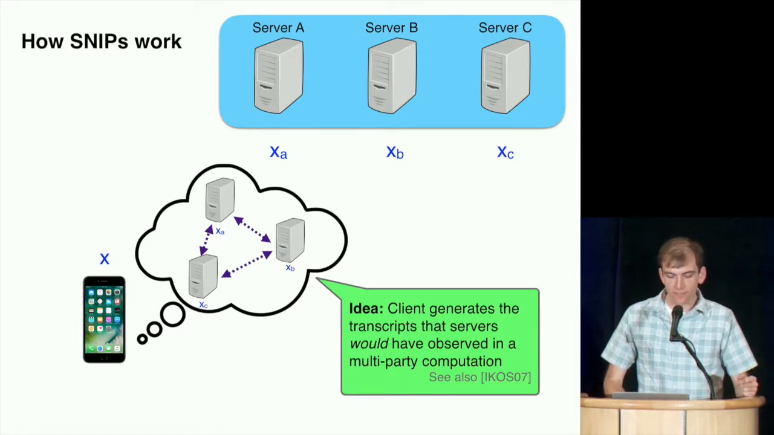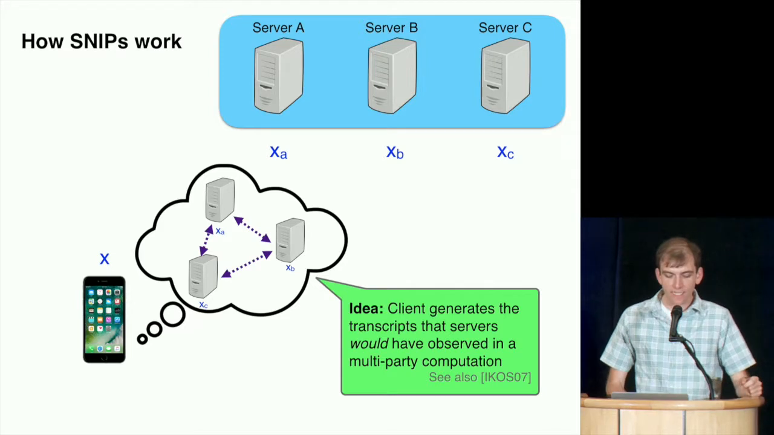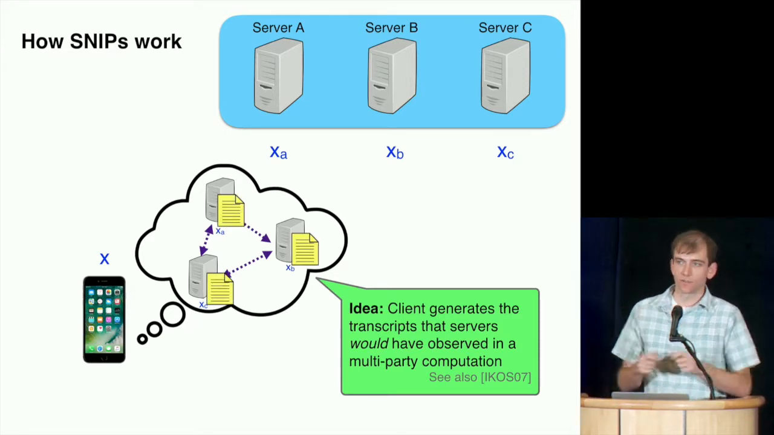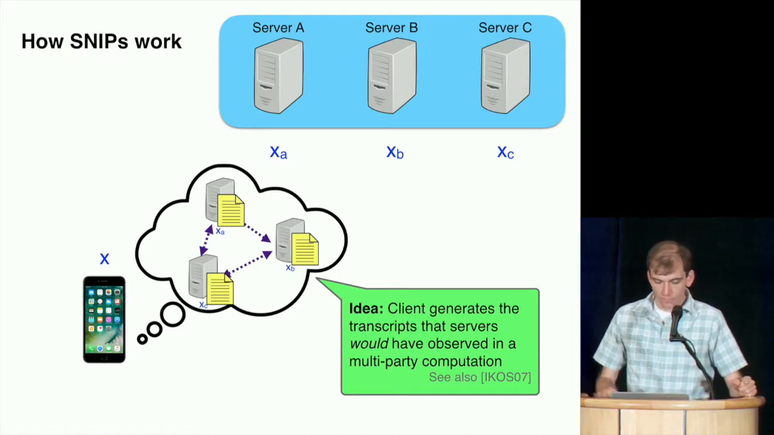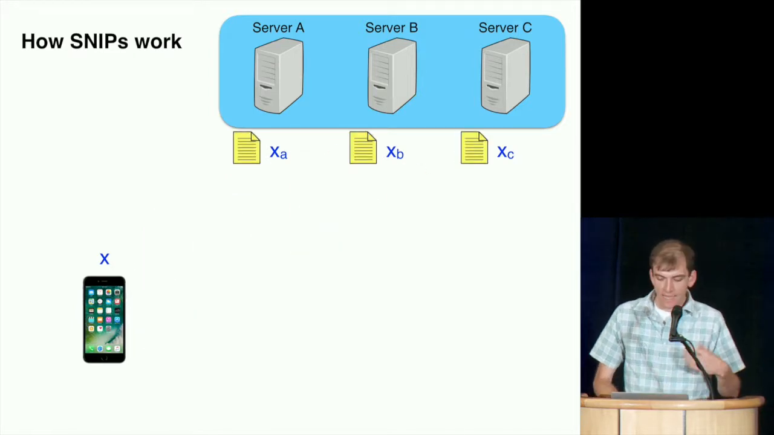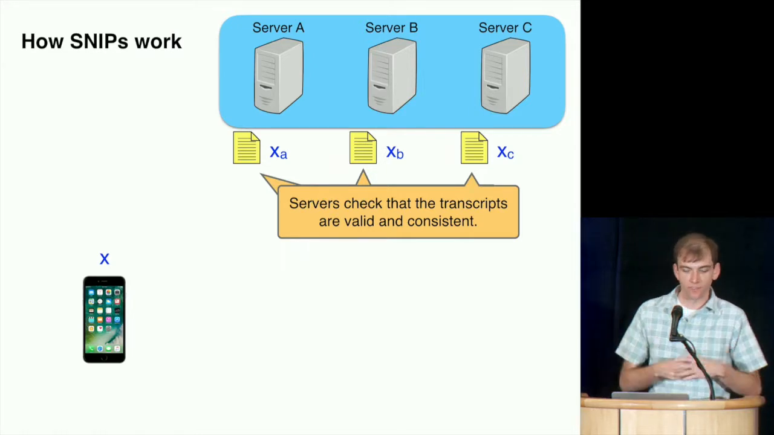What the client does is it imagines in its head what the servers would have seen if they did run a secure multi-party computation amongst themselves. So the client simulates what the 3 servers would have said to each other if they were running a secure multi-party computation, and writes down all the messages that the servers would have sent and received. After it does that, the client just sends these transcripts to each of the servers, and the servers now just have to check that the transcripts are valid and consistent with each other.